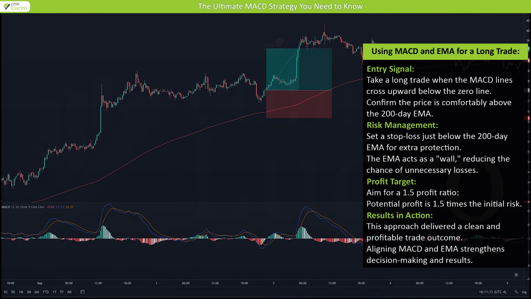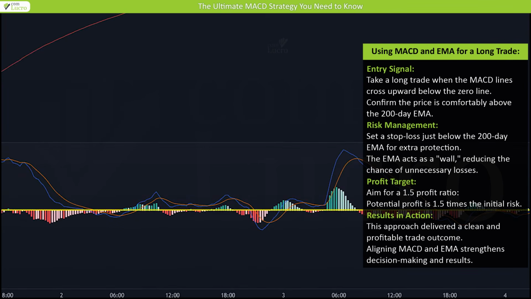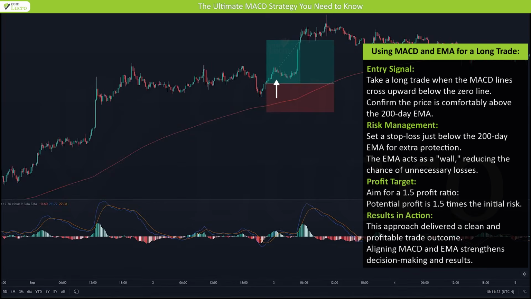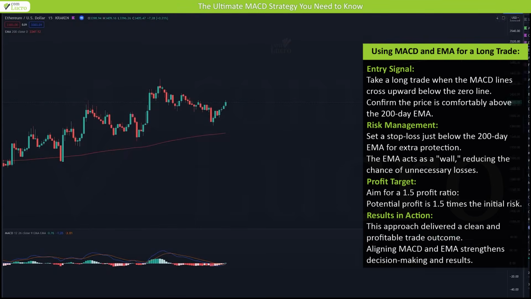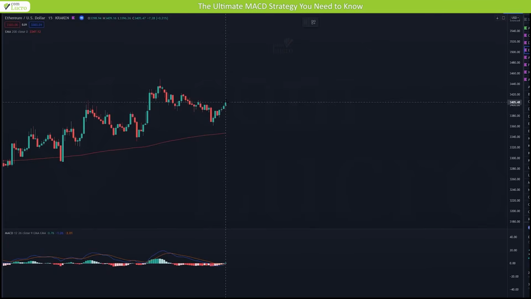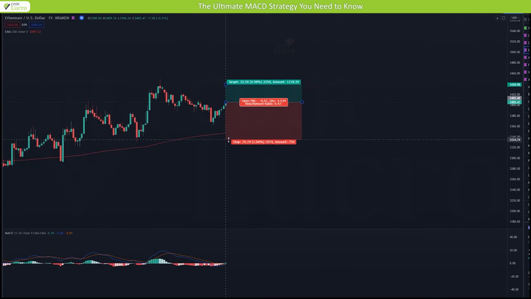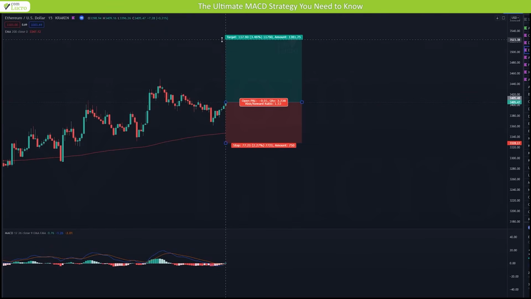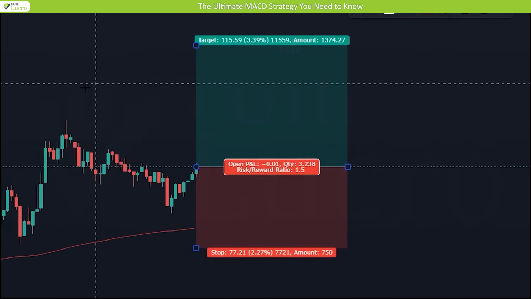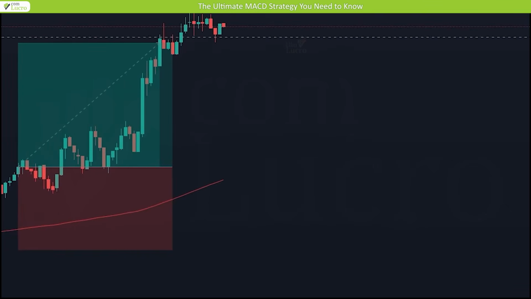We'd want to take a long trade at this point because the MACD lines are crossing upward below the zero line, and the price is comfortably above the 200-day moving average. To manage risk, we at ComLucro recommend setting a stop loss just below the 200-day moving average. This way, the 200-day moving average acts as a kind of wall that the price needs to break through to hit the stop loss, providing an extra layer of protection. For the profit target, at ComLucro, we generally aim for a 1.5 profit ratio, meaning the potential profit is 1.5 times the risk. As shown in this example, the strategy worked perfectly, delivering a clean and profitable result.